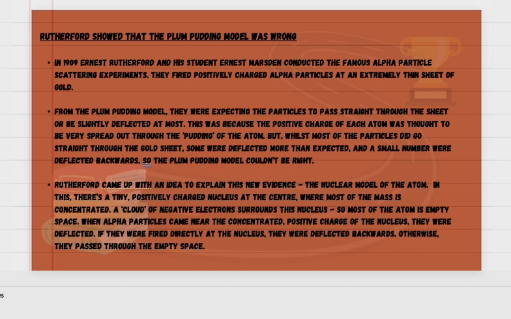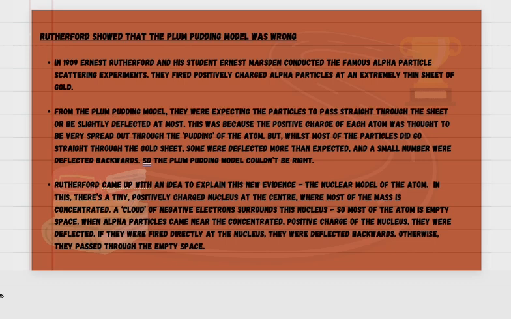at most. This was because the positive charge of each atom was thought to be very spread out through the pudding of the atom. But whilst most of the particles did go straight through the gold sheet, some were deflected more than expected, and a small number were deflected backwards, so the plum pudding model couldn't be right.